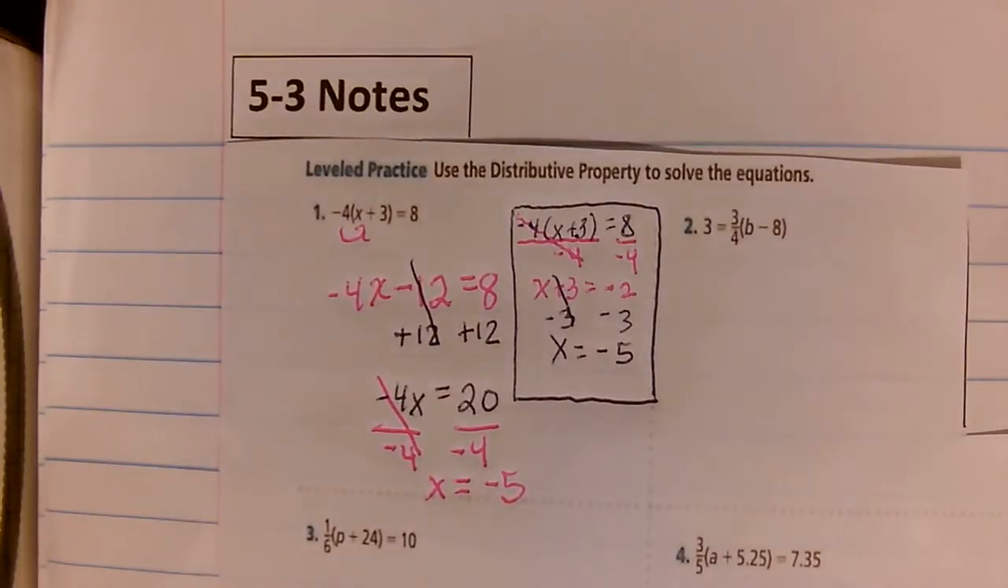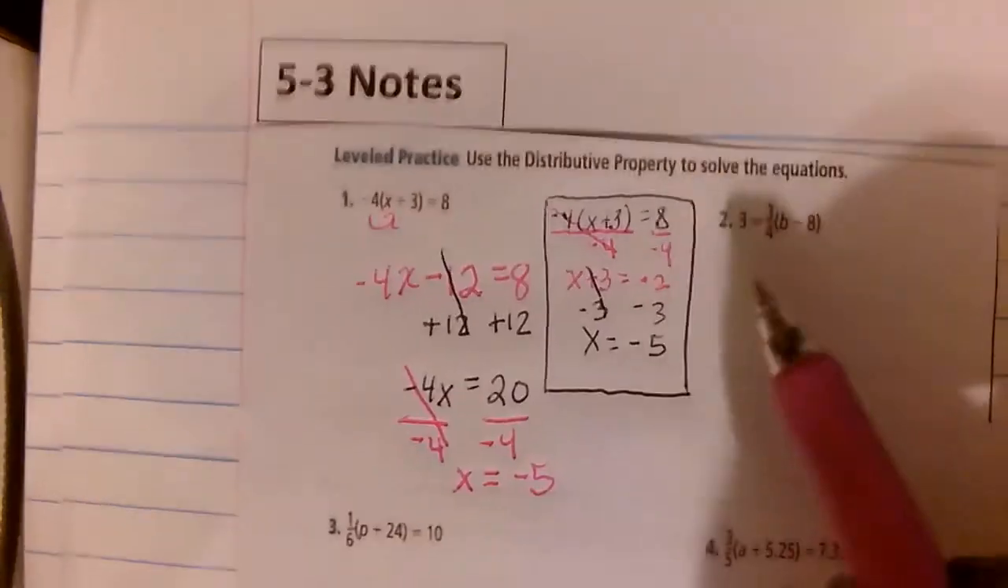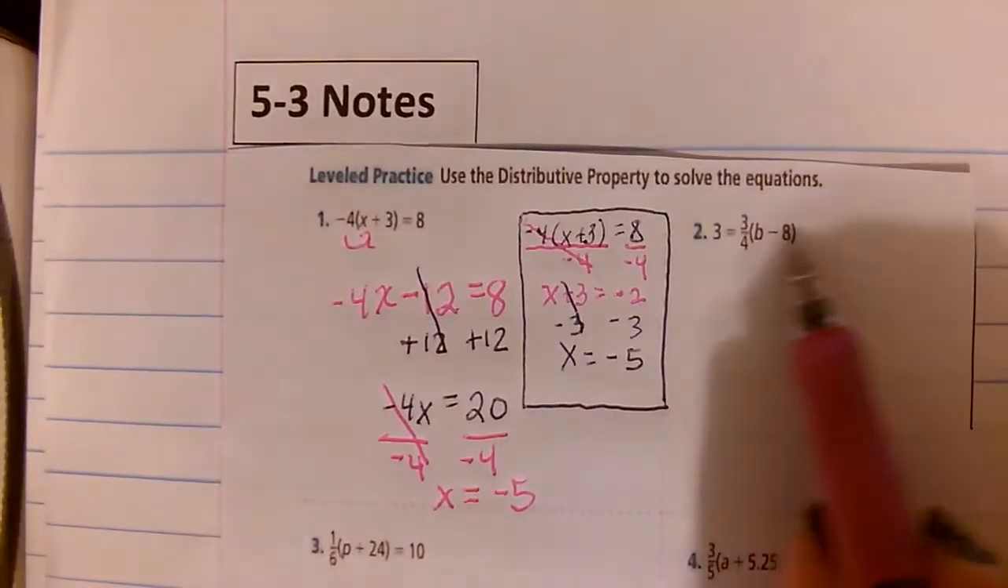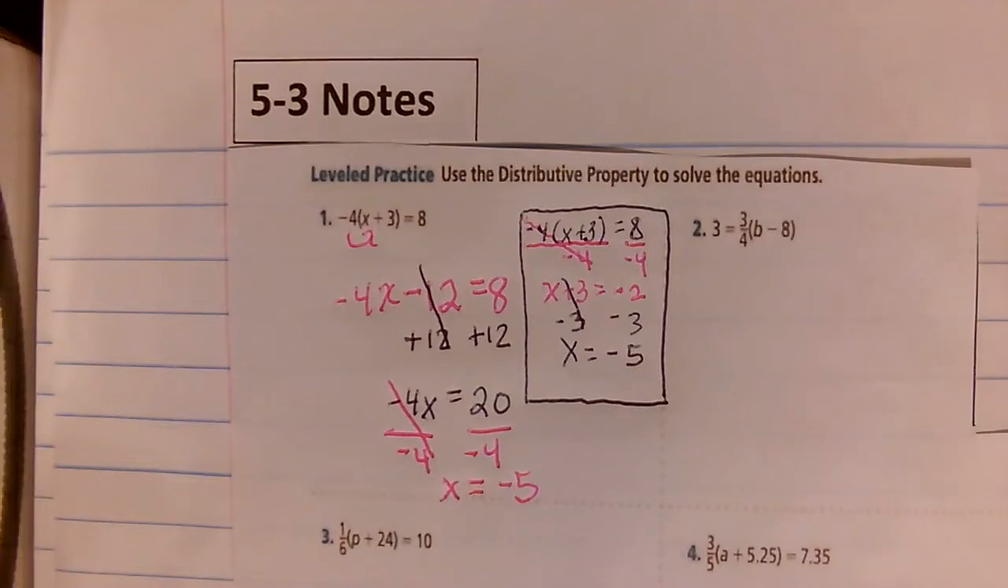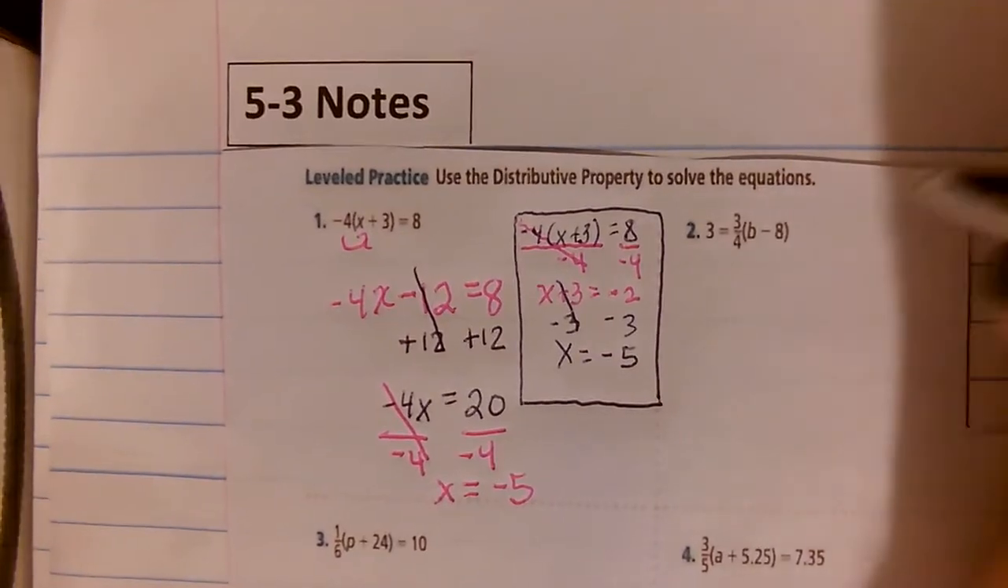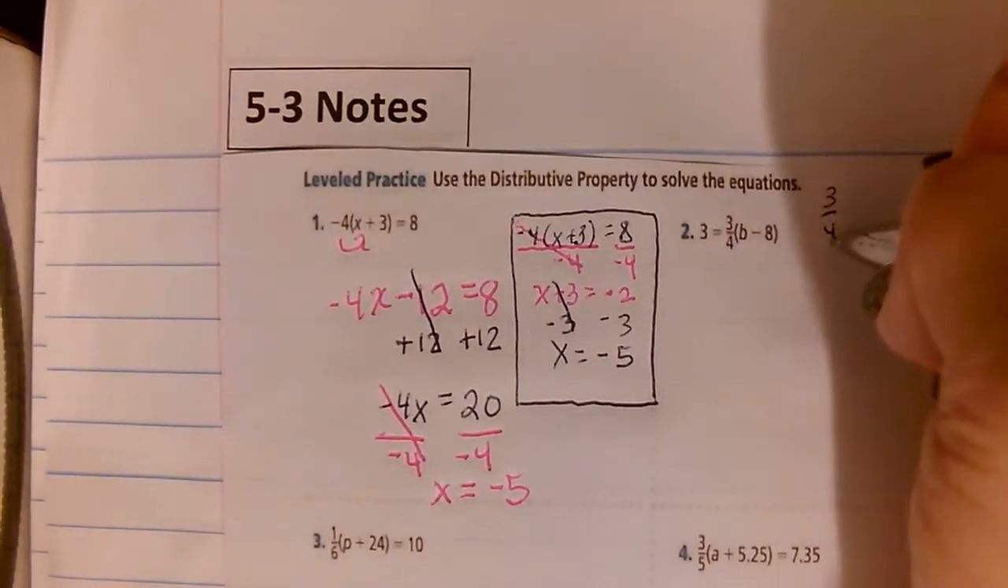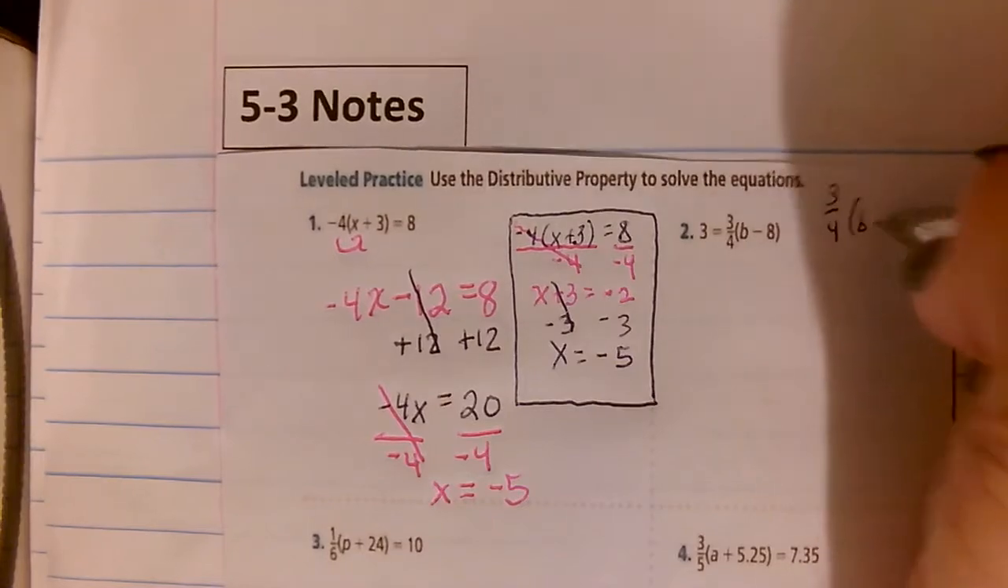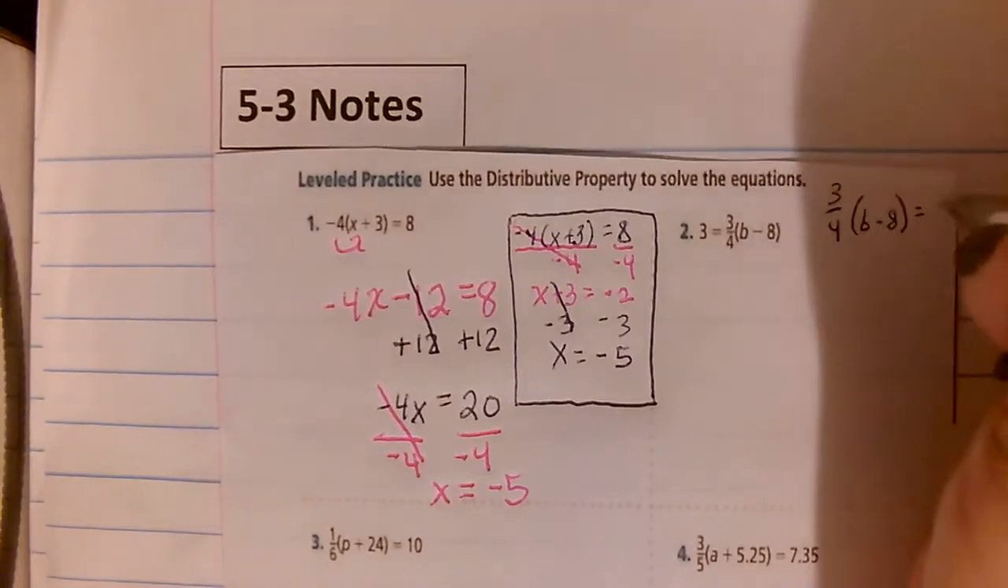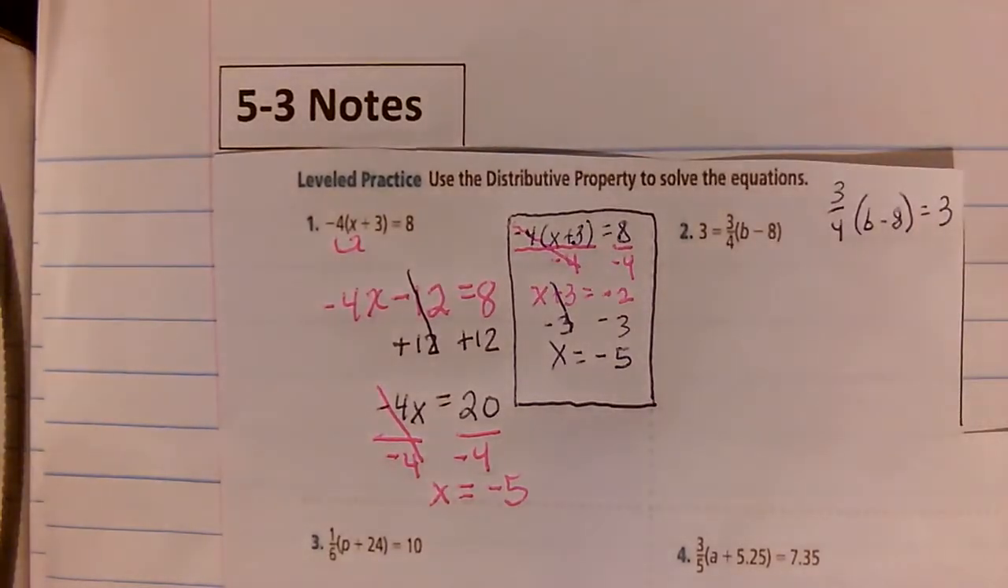Okay, now on the next one. Don't let this trick you. If you want to flip this around and rewrite the problem next to it this way, 3/4 times a quantity b minus 8 equals 3, that's okay. You can do that. Okay?